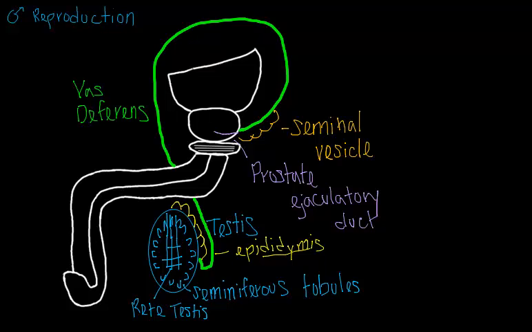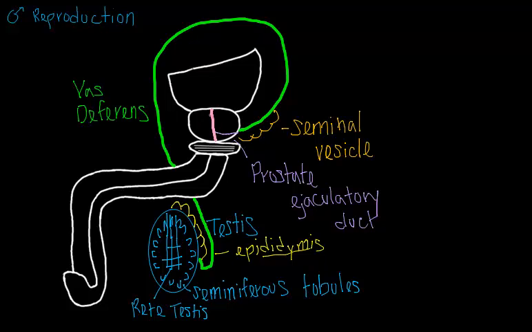Now, the next and final structure that we're going to talk about is one that's hopefully a little bit more familiar to you. And it comes down from the bladder and meets up with this ejaculatory duct, and that's the urethra. And as it goes through the prostate, we call it the prostatic urethra. And this is really where the urinary system and the reproductive system meet in the male.